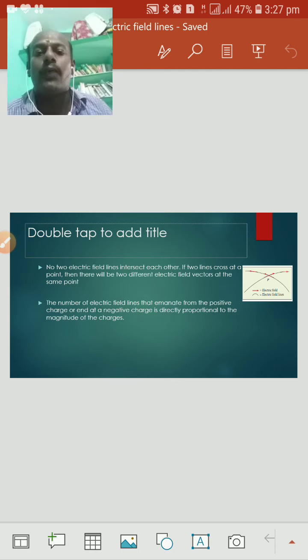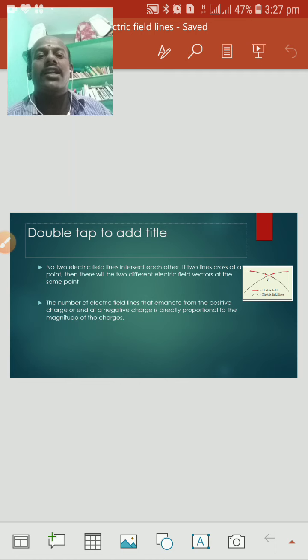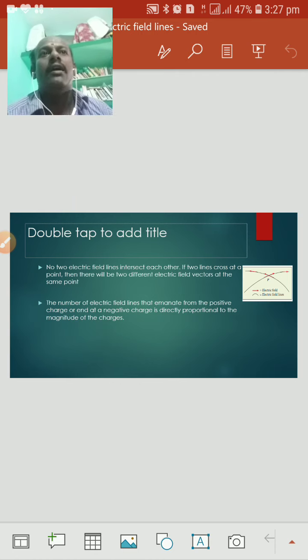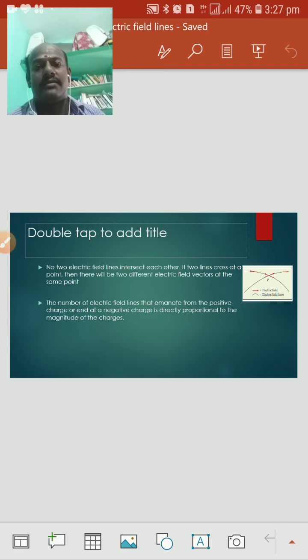And the last one, the number of electric field lines coming out of or going into a charge is directly proportional to the magnitude of the charge. What is its meaning? When the charge has more magnitude, or the system has more charge, it exerts more electric field lines. Thank you.